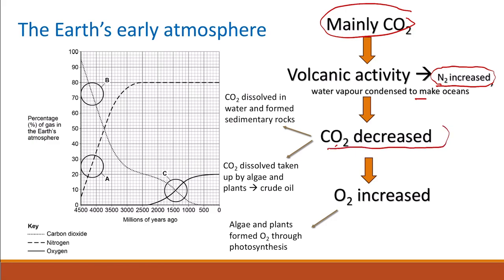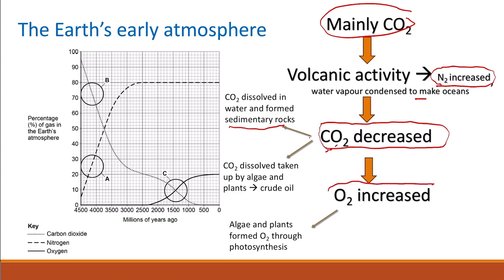The next stage is that carbon dioxide started to decrease. Carbon dioxide decreased because carbon dioxide is a very soluble gas, and it dissolved in water and formed sedimentary rocks. Also, the algae and the plants in the water started to take up carbon dioxide for photosynthesis. So carbon dioxide concentration decreased.